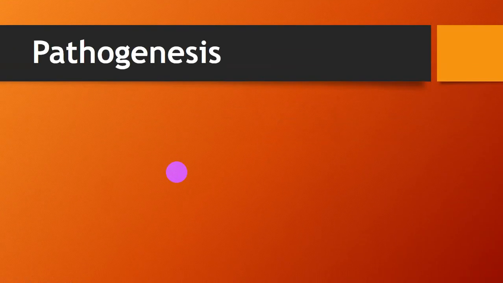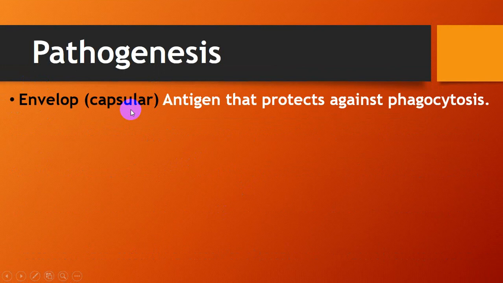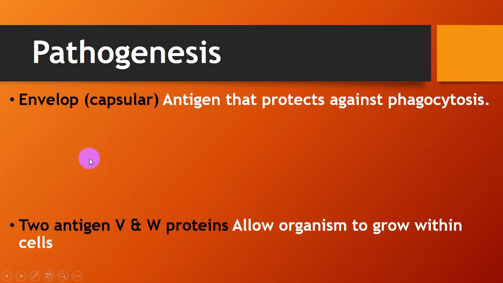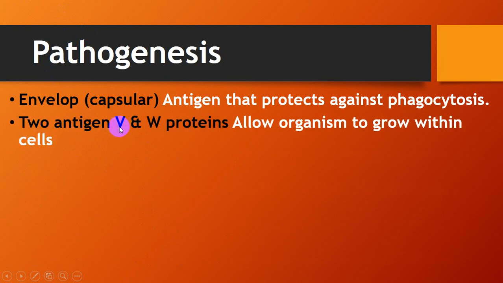So next, what is the pathogenesis of this bacteria? Basically virulence factors are mostly involved. The first virulence factor is the envelope or capsule. Its function is to protect against phagocytosis, meaning it prevents phagocytosis and the bacteria will grow, and it will cause inflammation or plague, as we have discussed in the diseases. The next virulence factor is the two antigens, V and W protein. Its function is to allow the organisms to grow within the cells. First of all, it prevents phagocytosis, then the organism grows with these antigens.